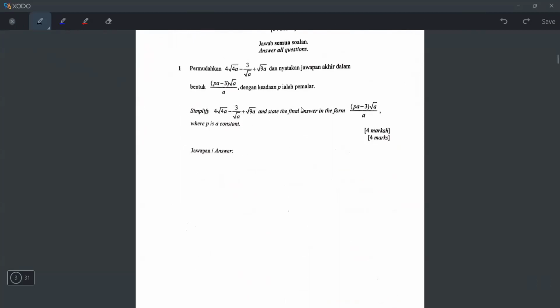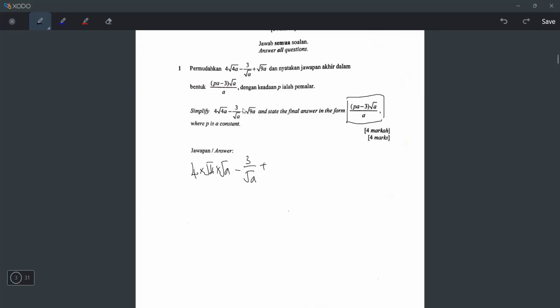Simplify this expression and state the final answer in this form, where P is a constant. When we try to simplify this, we always have to keep looking at this form because we want our answer in this form. So let's write it down. 4, okay, whose square root is this? Actually both get a square root, because the square root is for 4 and A. So it becomes 4 times square root 4 times square root A. Okay, this is what I mean. Minus 3 over square root A.